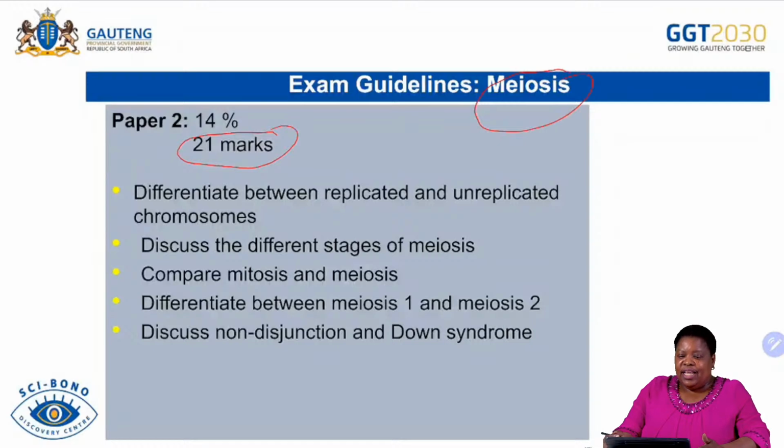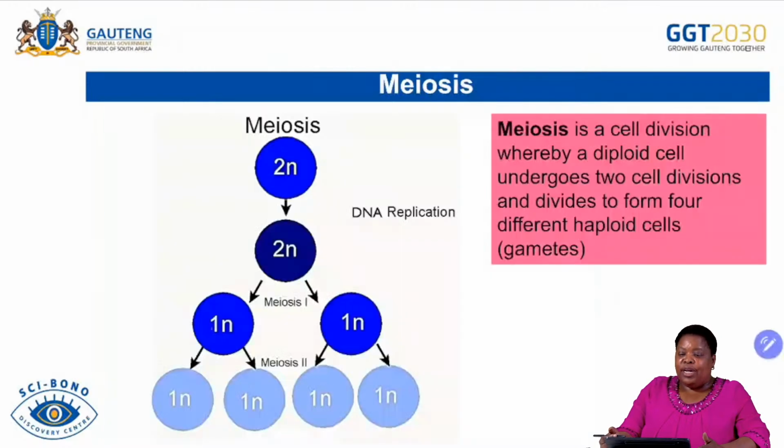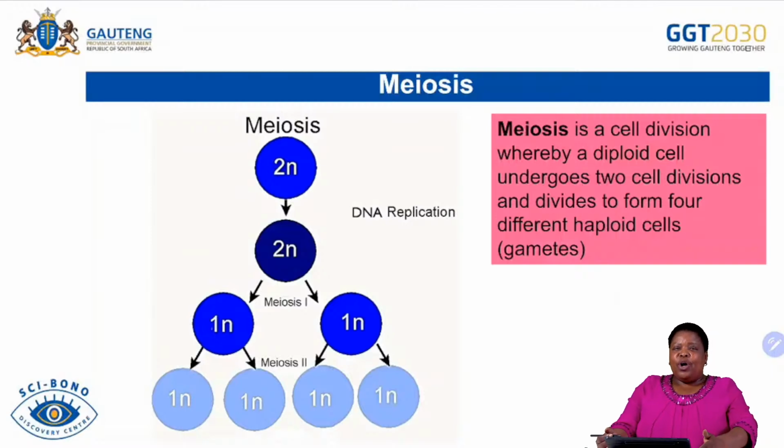Now for today's lesson, I'm going to continue on meiosis. We're going to discuss non-disjunction and Down syndrome. According to the exam guideline, it is also important to give a proper definition of meiosis. So meiosis is a cell division whereby a diploid cell undergoes 2 cell divisions and divides to form 4 different haploid cells, or those haploid cells, we can call them the gametes.